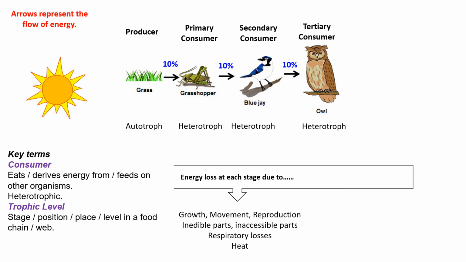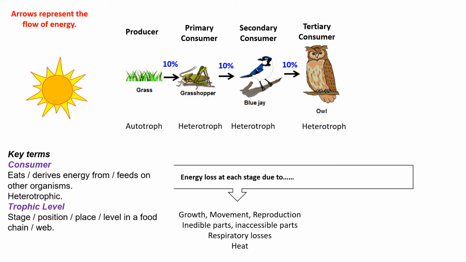And then we've got energy flow from the producer to the primary consumer, in this case a grasshopper, from the primary consumer to the secondary consumer, and from the secondary consumer to the tertiary consumer. And obviously our consumers are all heterotrophs. They are not able to make their own organic molecules. They have to take them in a ready-made form.